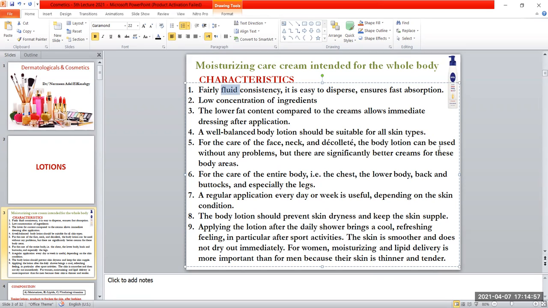زي مثلا الفيس كريم, الهاند كريم. يعني we have certain types of creams intended to be applied on certain areas of our body. For the care of the entire body, يعني كمان احنا بنستخدمه for the entire body, the chest, the lower body, the back, the buttocks, and also the legs. يبقى النت ريزلت that we know that lotions can be applied to all the body.